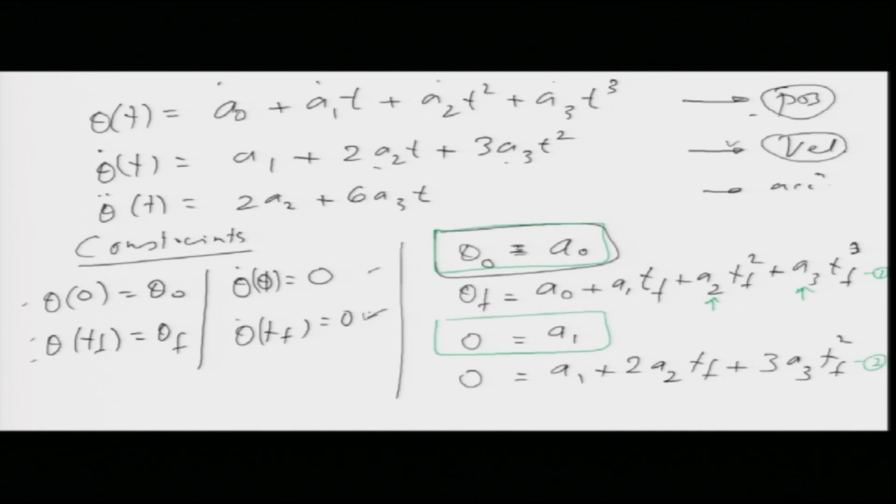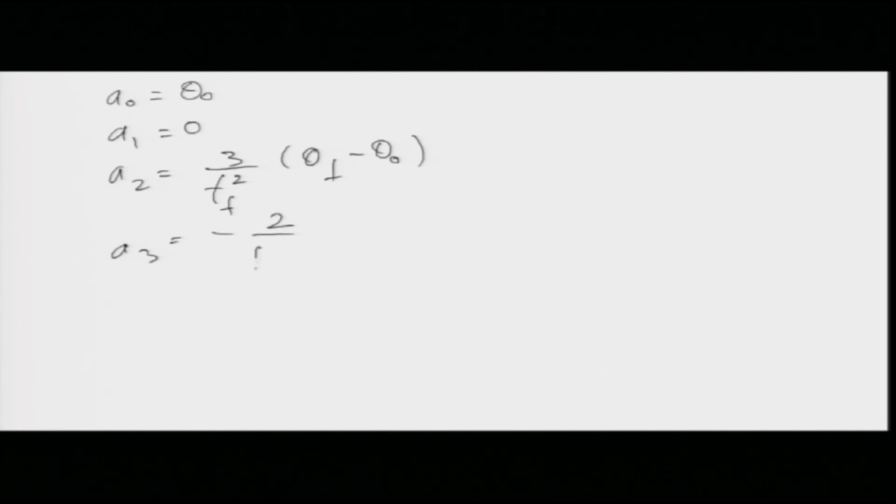Okay. If I solve for A 2 and A 3, you can solve them very easily, and what we are going to find is that A naught is equal to theta naught, A 1 is equal to 0, then A 2 is equal to 3 by T f squared times theta f minus theta naught, and A 3 is equal to minus 2 by T f cubed times theta f minus theta naught.